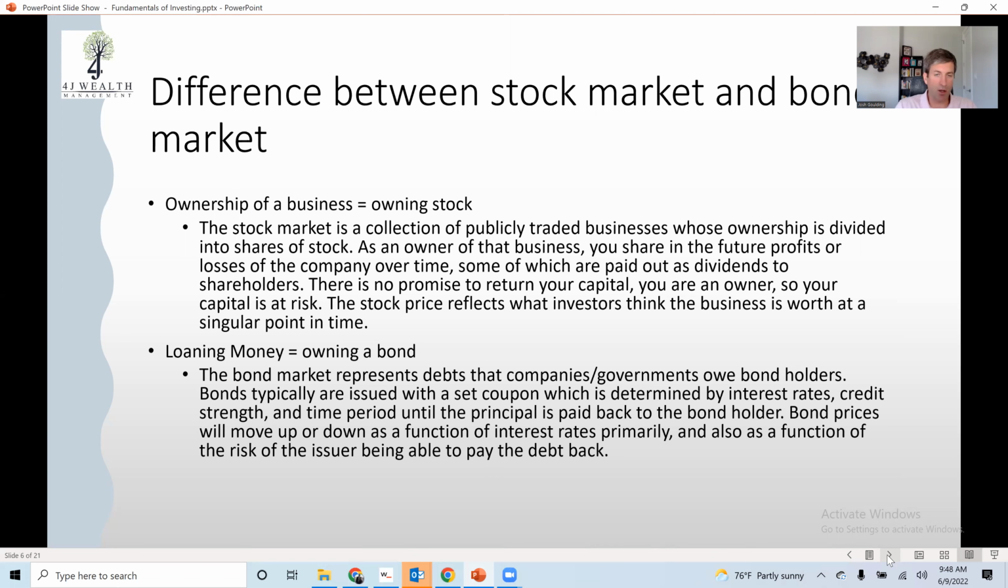The bond market, on the other hand, is where you're loaning money to the company or to a government or to an organization. So it represents debts that companies or governments owe bondholders. Bonds typically are issued with a set coupon, which is determined by interest rates, the credit strength of the issuer, and the time period until the principal is paid back to the bondholder. So bond prices will move up or down as a function of interest rates primarily, and also as a function of the risk of the issuer being able to pay back the debt. So in this case, there is actually a promise, a covenant from the company, the issuer, to pay you back your money over time.